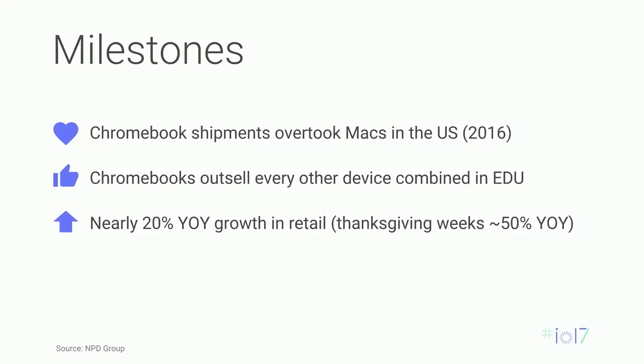So that's led to some big moments for us over the last few years. At I/O last year, we announced that Chromebook shipments overtook Macs in the United States. Now, that's in part due to our strength in EDU, where Chromebooks outsell every other device combined. But that's also been the case in retail. We've seen nearly 20% growth year on year, in holiday weeks up to 50% growth. So Chrome OS is really strong and continues to grow.